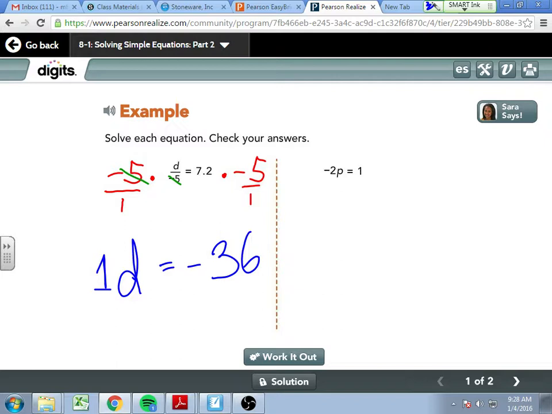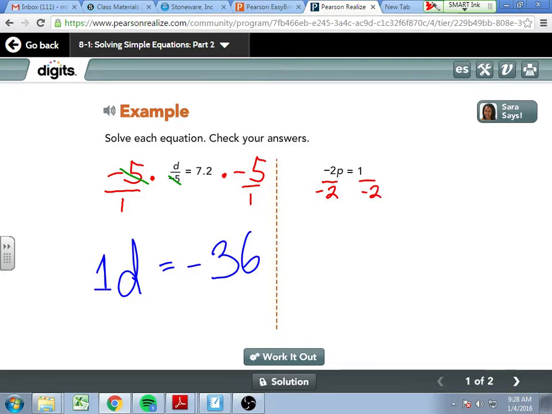So here, what is being done to the p? It's being multiplied by -2. So how do we undo that? Yeah, we divide by -2. So show that on both sides we divide by -2 and divide by -2.